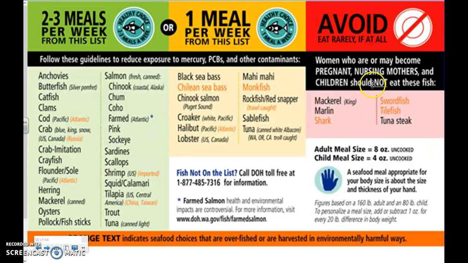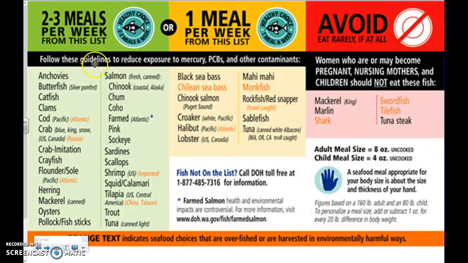Okay, they should not be eating these fish. We have mackerel, marlin, shark, tuna fish. What do you notice about the difference between these fish down here, the ones you want to avoid, and these fish down here that are okay to eat 2 or 3 times a week? These guys in the avoid are large fish. They are the top of the food chain, right? Which means they are getting all the concentrations of these things.